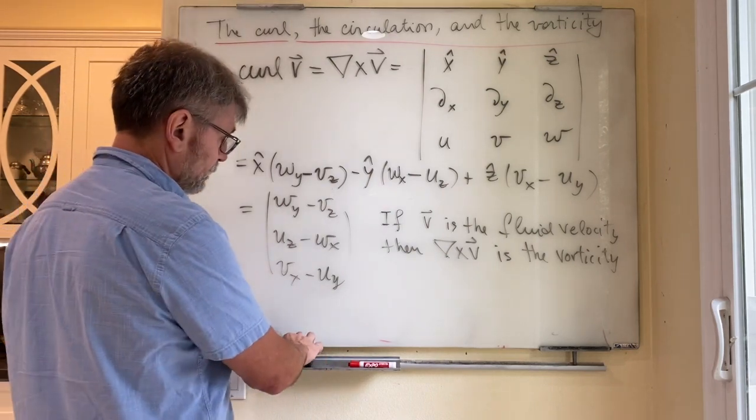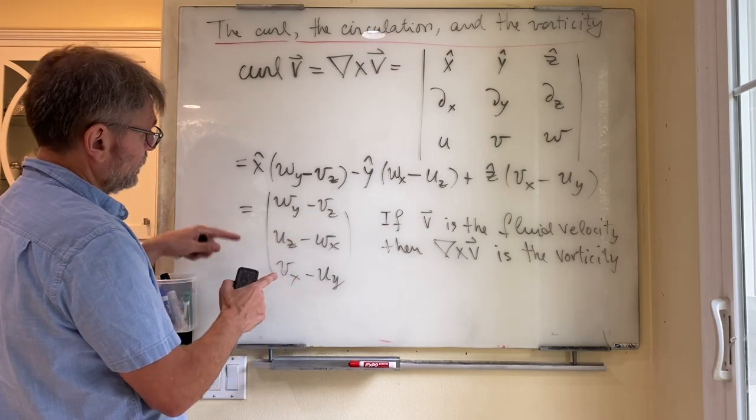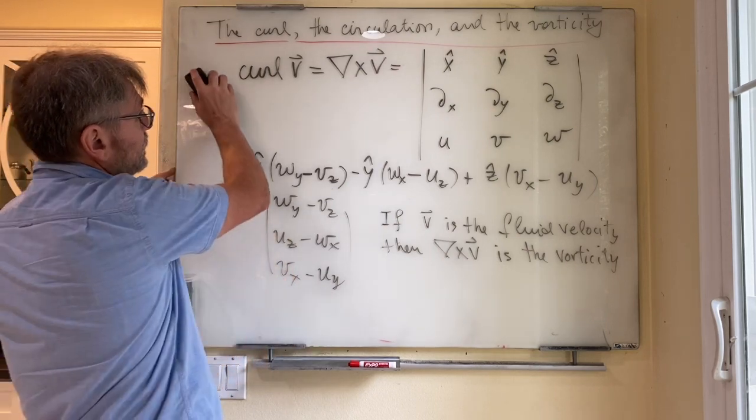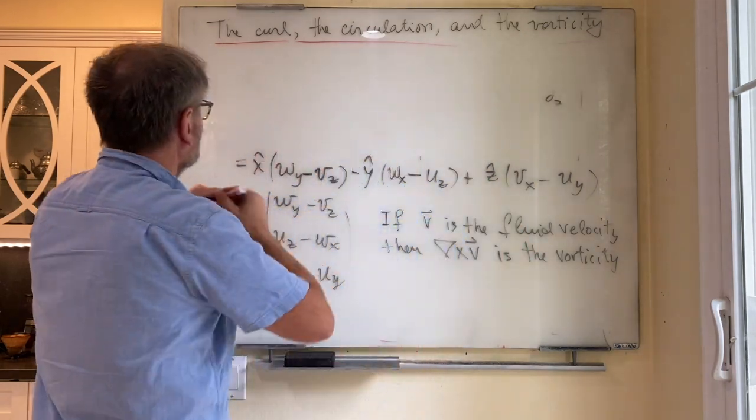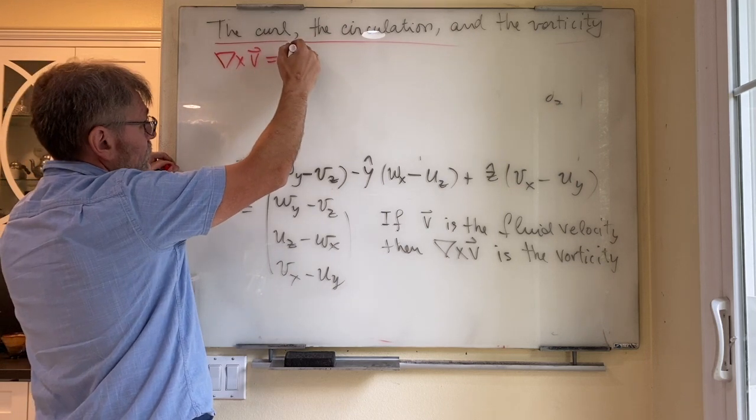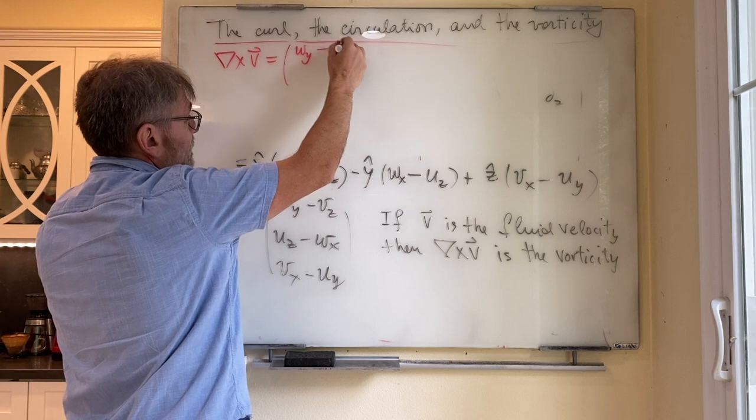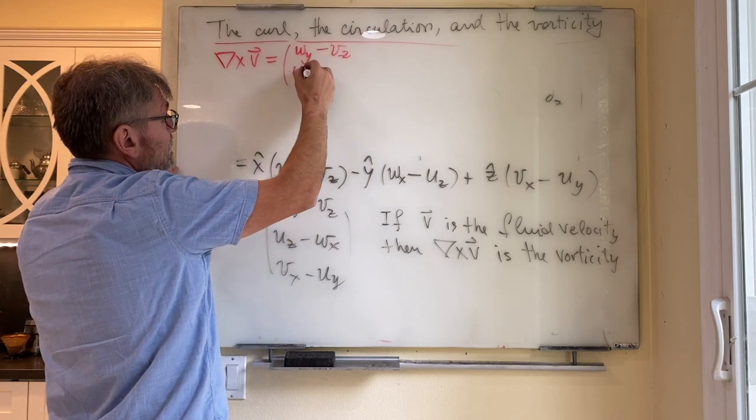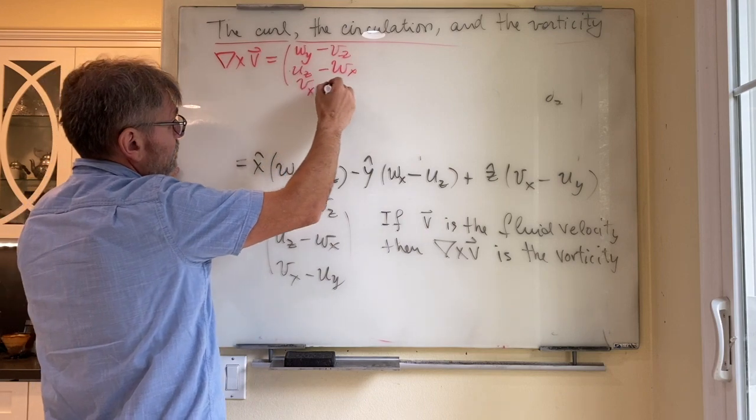So before I draw my vorticity meter, I'm going to copy the expression for what the curl of v is so we can have it for later. And I'll write it in red. So del cross v is equal to these three components, dw dy minus dv dz, du dz minus dw dx, and dv dx minus du dy.